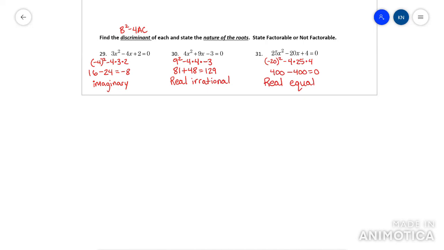And so in terms of factorable or not factorable, none of these are factorable. It's only factorable, oh, well, I take that back. This last one is factorable. But if you have roots with the weird non-perfect square, that's not factorable. Or imaginary roots, that's not factorable. But like this one, I could have factored it to be 5x minus 2, 5x minus 2. Notice that these factors are the same, equal roots.